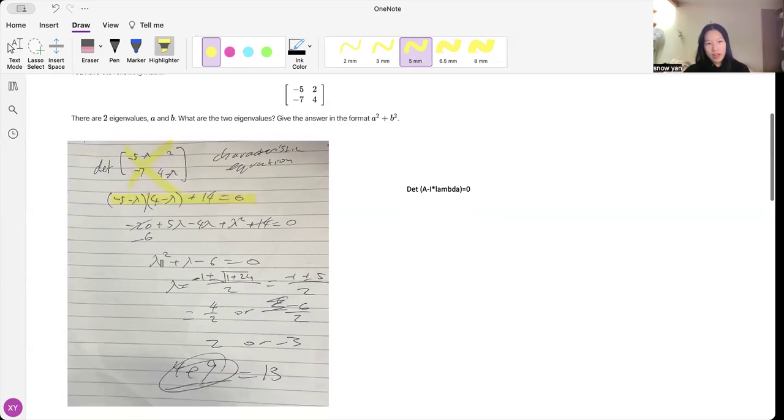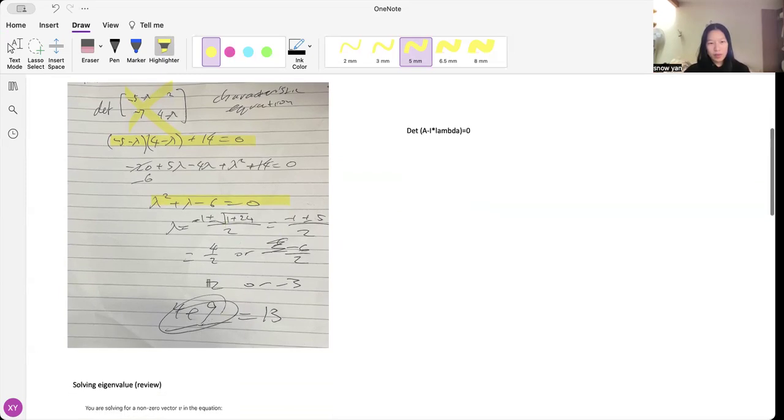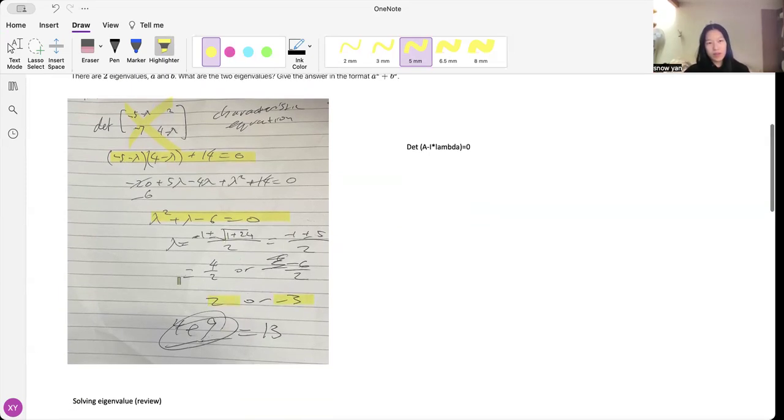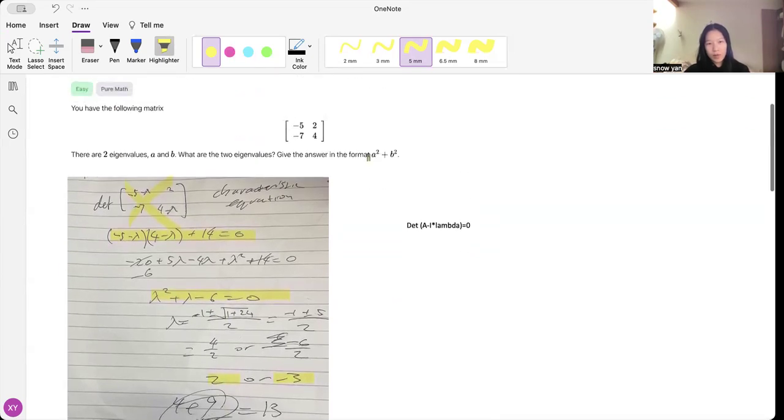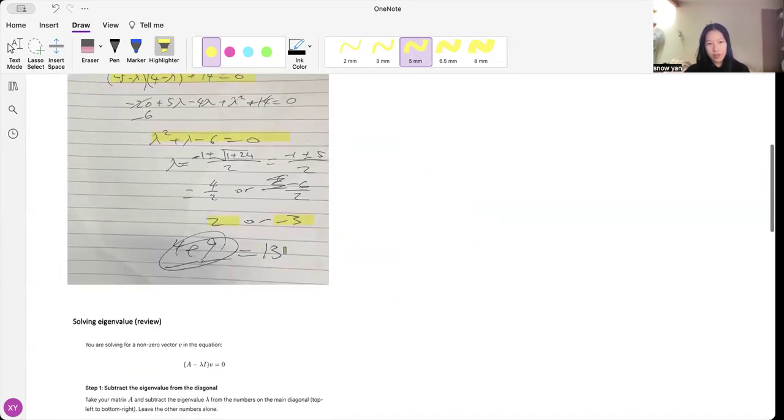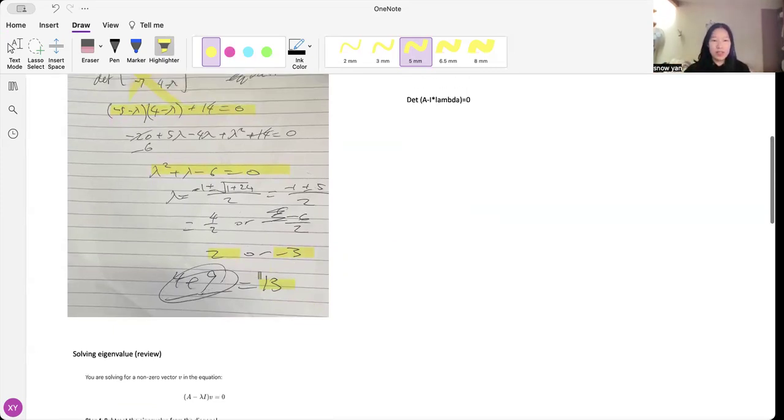So I get to this expression. Doing a bit of simplification, I get that my characteristic equation is lambda squared plus lambda minus 6. I solve using the normal formula and I get that it's either 2 or -3. And these are basically my eigenvalues I'm trying to find. And it's asking me for the format of a squared plus b squared, so I get 13. And then usually this question is pretty straightforward. We end it off with 13 and that's good enough.